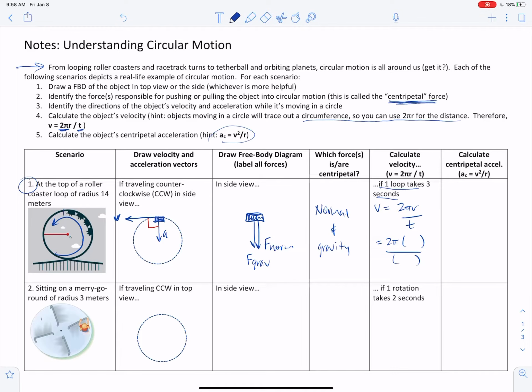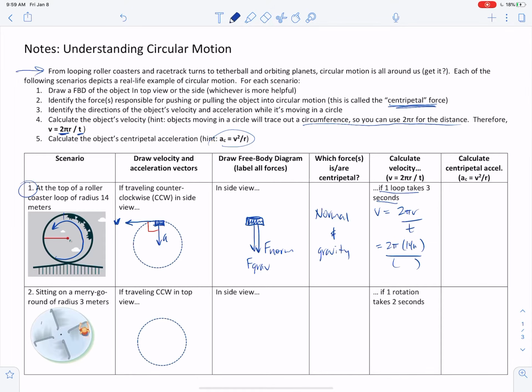The radius is over here. We were told that the radius of the loop is 14 meters. So let's put that in, 14 meters. And we know the time is here. It says one loop takes 3 seconds. So I'm going to put 3 seconds here. Multiplying that out, I get 29.3 meters per second as my velocity.